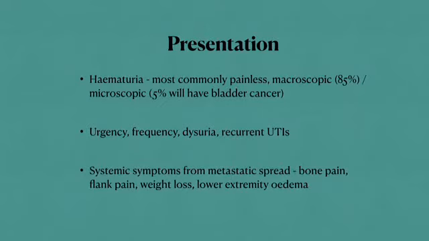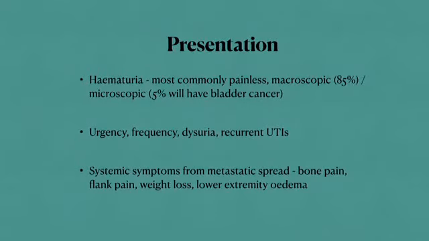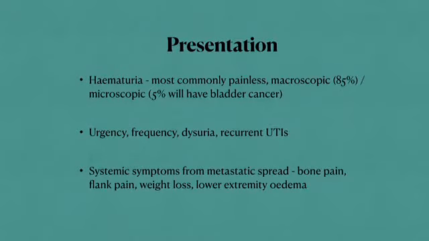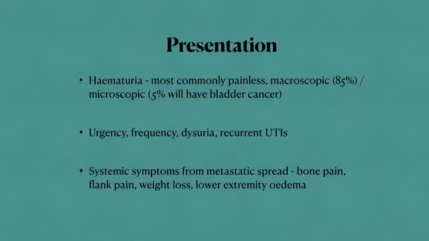Slightly more atypical presentations include urgency, frequency, or dysuria, or patients may experience recurrent UTIs. They can also present with systemic symptoms of metastatic disease that could include bone pain, flank pain, weight loss, or lower limb edema.